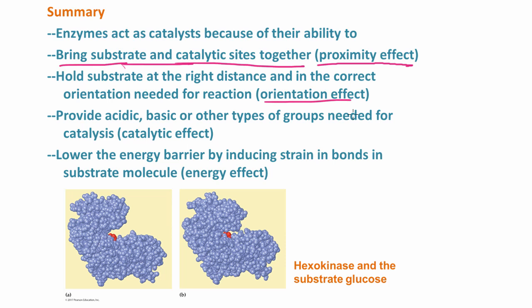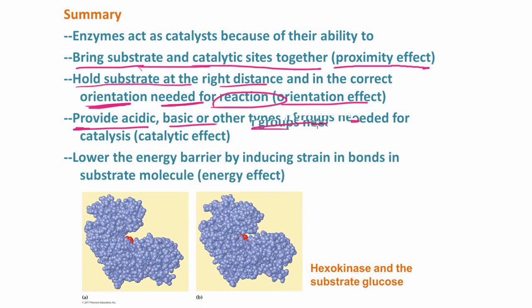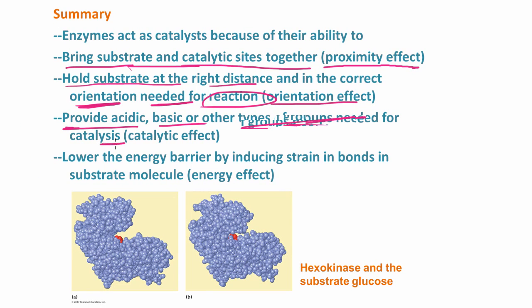There's the orientation effect. Remember, we talked about this back in Chemistry 251. In order for a reaction to take place, orientation has to be just right. So enzymes act as catalysts because of their ability to hold substrate at the right distance and in the correct orientation needed for the reaction. Also, they can provide acidic, basic, or other types of groups that are needed for catalysis. This is the catalytic effect.